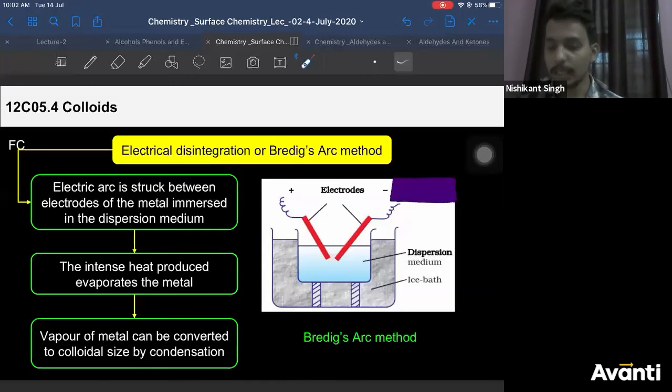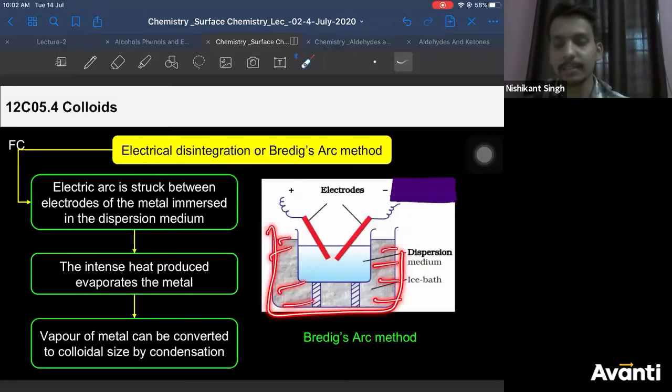So what you do generally is you take a beaker. Colloids contain two components. What are the components of colloids? Disperse phase and dispersion medium, very good. So in a beaker, you will take your dispersion medium. It can be water, alcohol, whatever. You have taken your dispersion medium, and you have kept an ice bath around it. It contains a lot of ice, right?